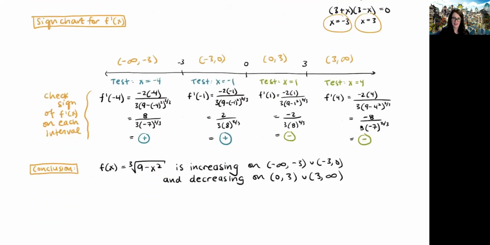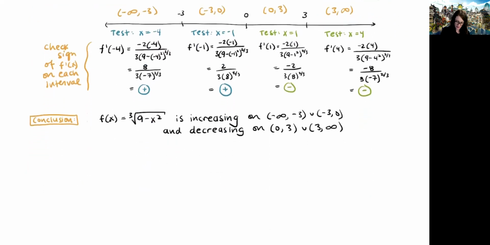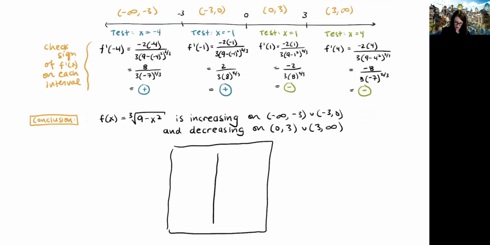Alrighty, I think it is time to check our work. So why don't we do that? I'm just going to set up my graph here. So here's the y-axis and the x-axis. Okay, remember we're going to graph the original function. So that'll be the cube root of 9 minus x squared.